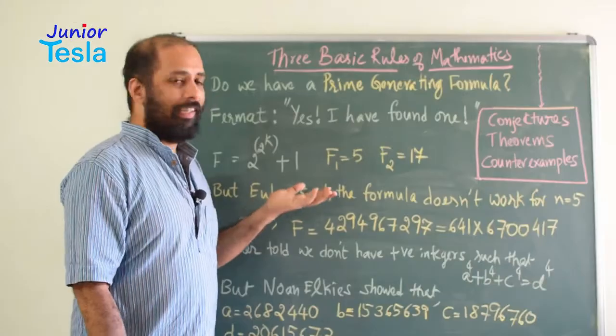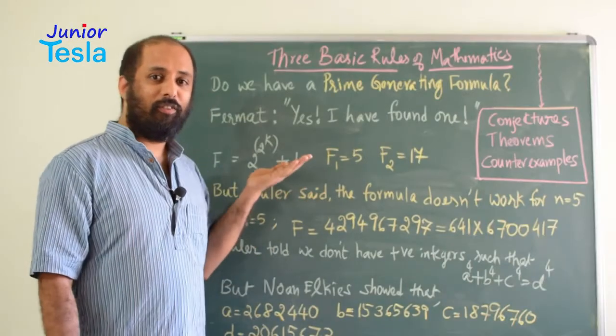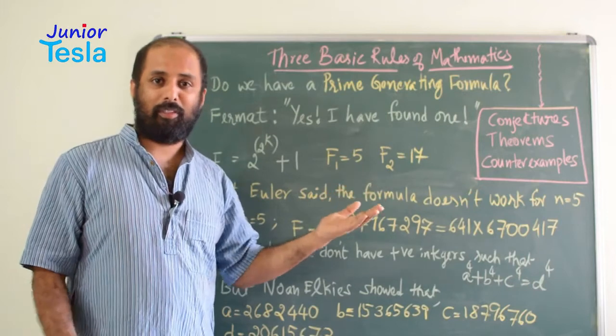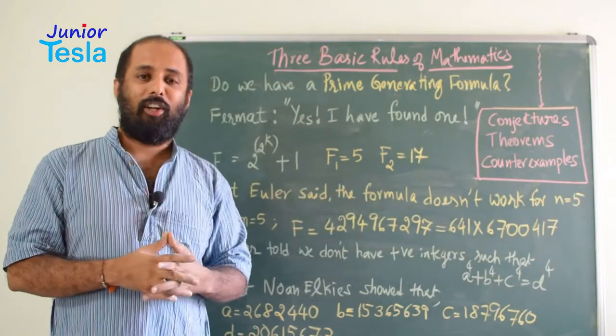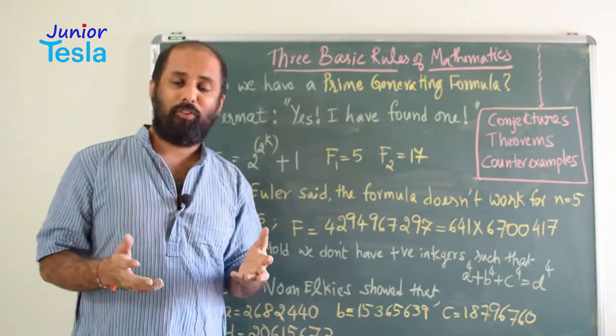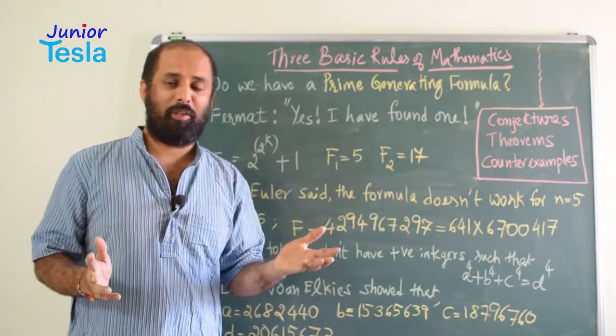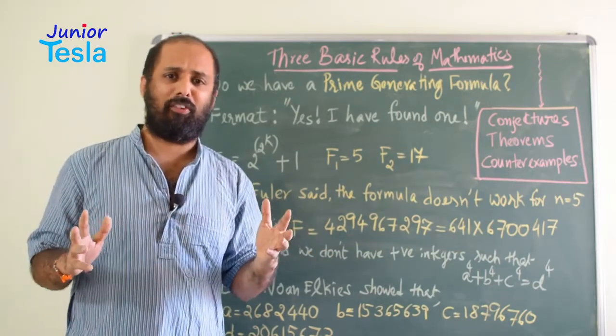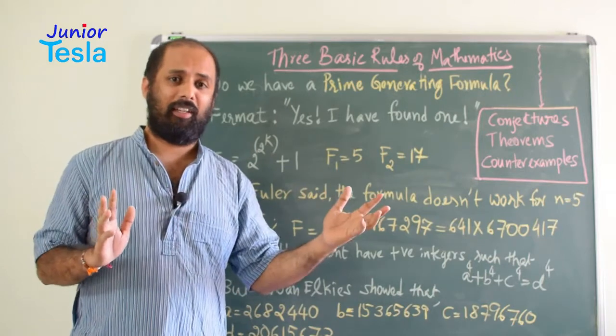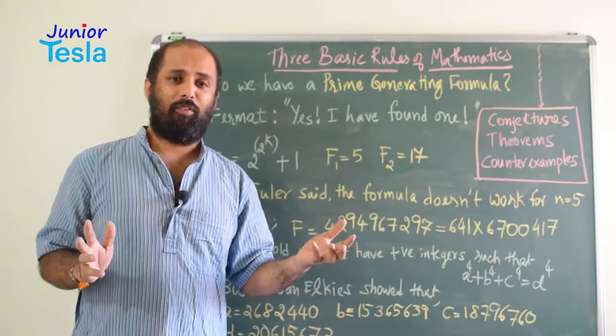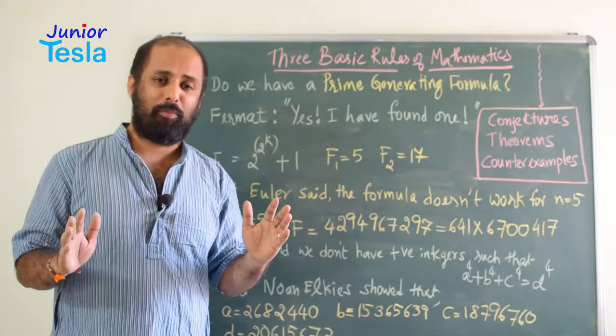And this result, that this is the formula for generating prime numbers, was known to be true for 100 years. Nobody questioned it, because Fermat was a very famous mathematician. He cannot make a mistake. That is what everybody thought. So whatever Fermat has said must be 100% correct.